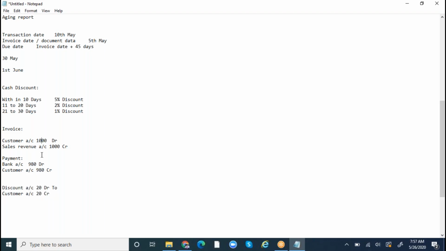To match this 1000, we need to nullify. The customer balance should already be paid. Even though at the time of invoice it is 1000, the customer has paid 980. The 20 will be posted once again by posting discount account debit to customer account credit. Making sense? Any doubt here? This is a related voucher.